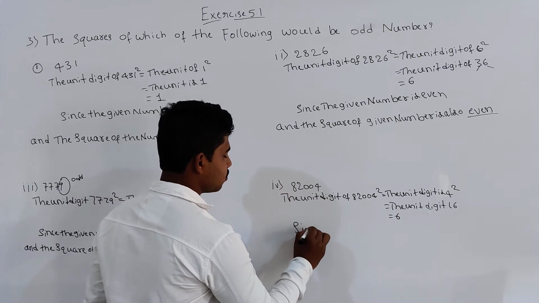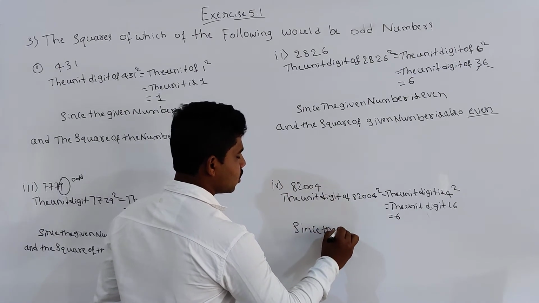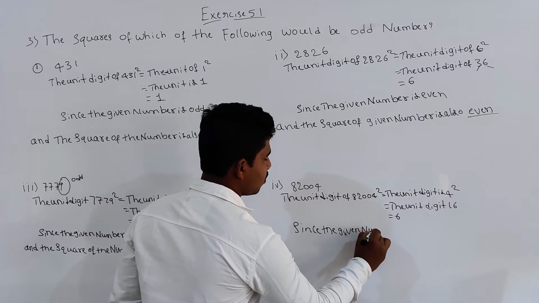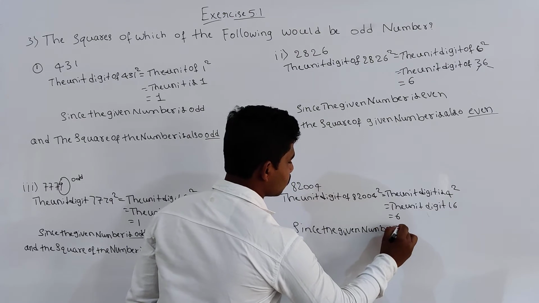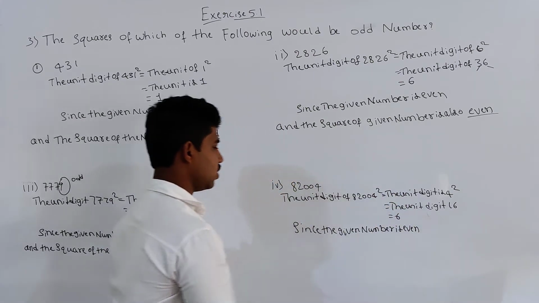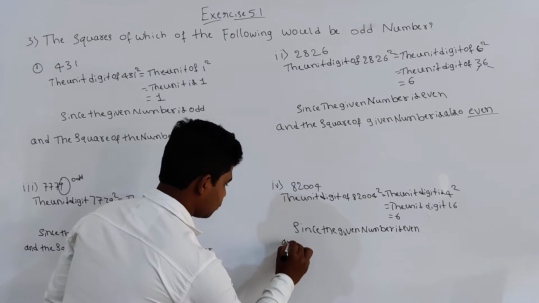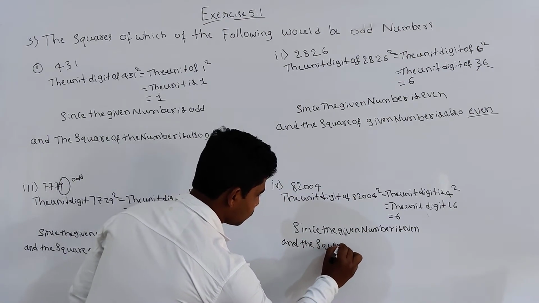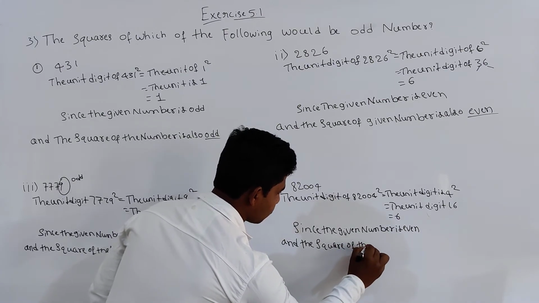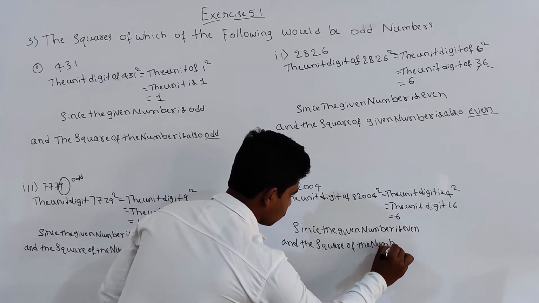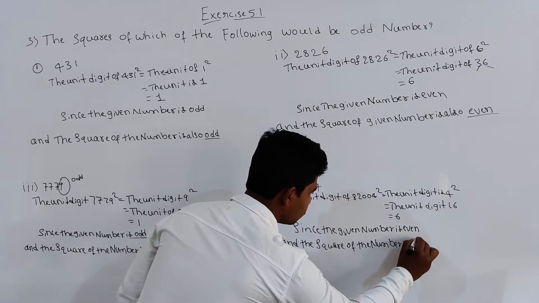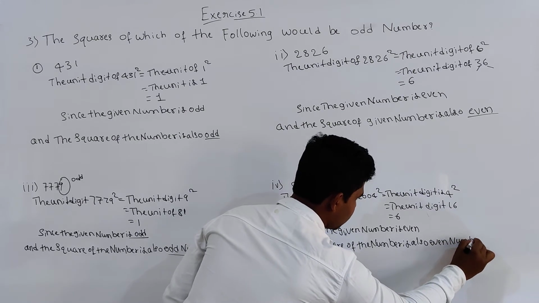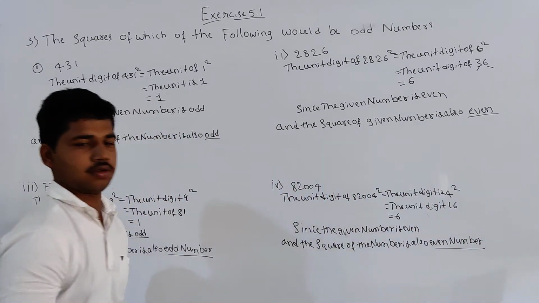Since the given number is even, the square of the given number is also an even number.